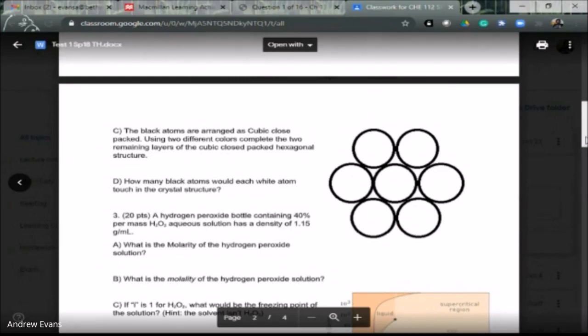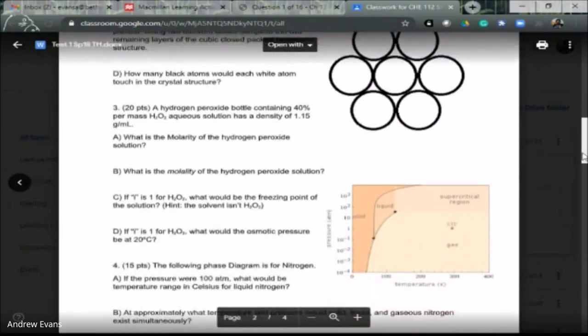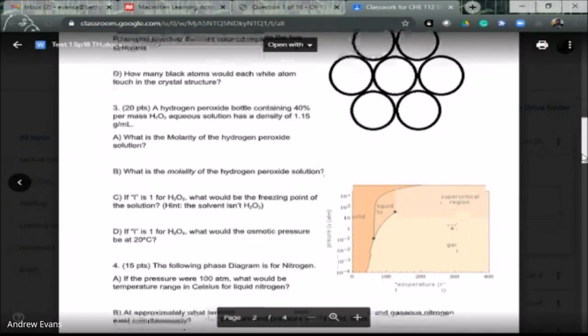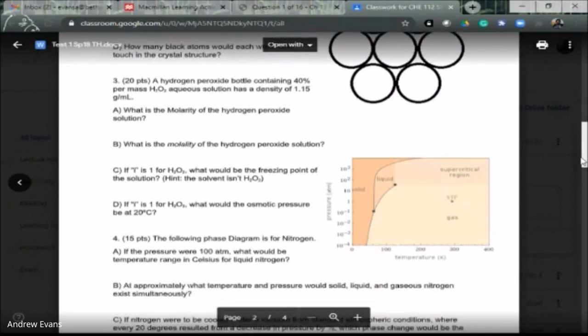A hydrogen peroxide bottle contains 40% by mass hydrogen peroxide. The aqueous solution has a density of 1.15 grams per mL. What is the molarity? What is the molality? Then it asks, what is the freezing point of the solution? The solvent isn't hydrogen peroxide, it's water. And if i is 1, what is the osmotic pressure at 20 degrees? So we'll work that out real quick.